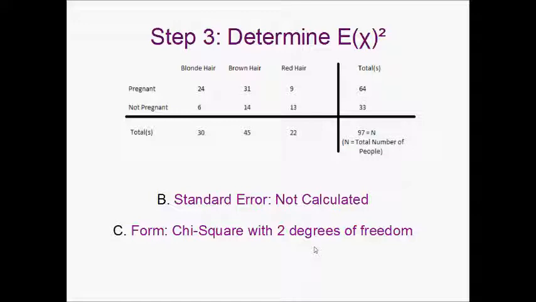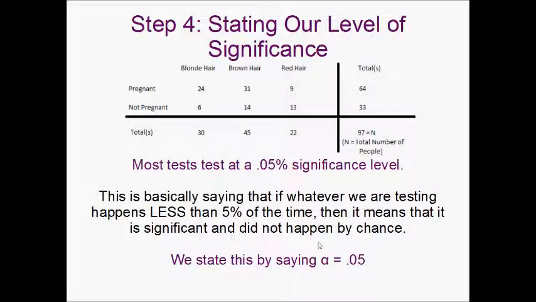And that's pretty much it for step 3. Step 4 is stating our level of significance. Most statistical tests run at about a 0.05 significance level, so 5%. This is basically saying that whatever we're testing happens less than 5% of the time. It means that it is significant and did not happen by chance.